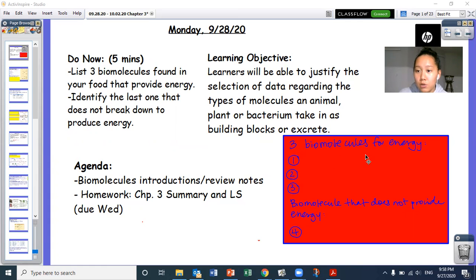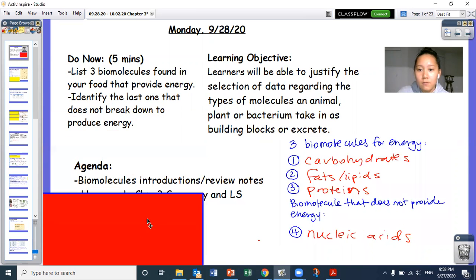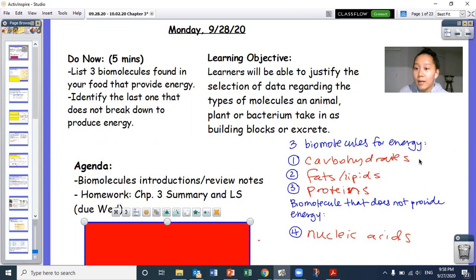So the 3 biomolecules used for energy are, first of all, carbohydrates, right, short-term energy. Fats and lipids, same thing. They are the long-term storage energy. And then proteins are the ones that are not preferred for energy, but can be used as a last-ditch effort.